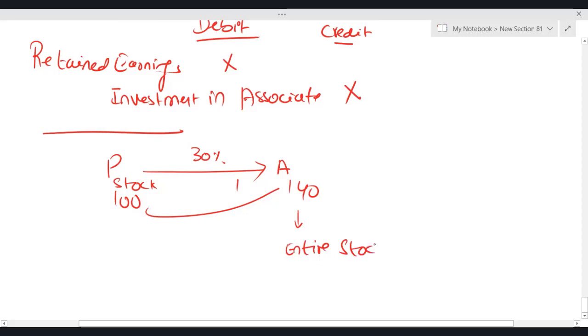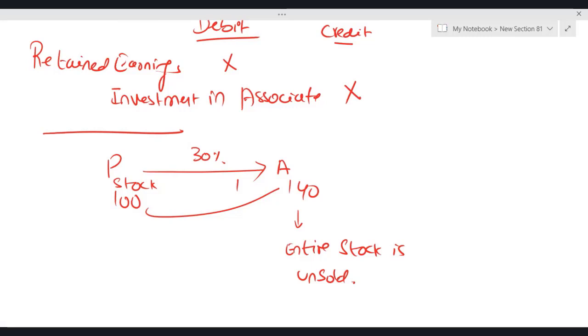Entire stock is unsold. We know that unrealized profit is always in remaining stock. Unrealized profit is always in remaining stock. And for the sake of format and simplicity, I'm assuming entire stock is unsold. Since the transaction is between parent and associate, so what are you going to do?